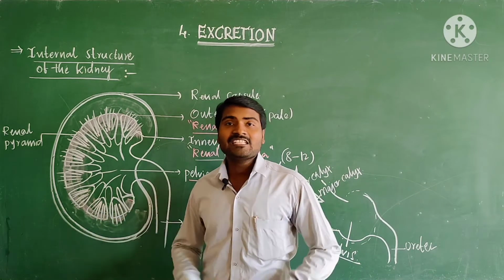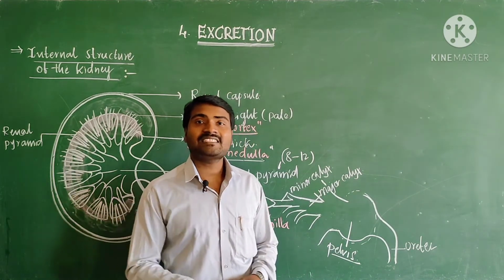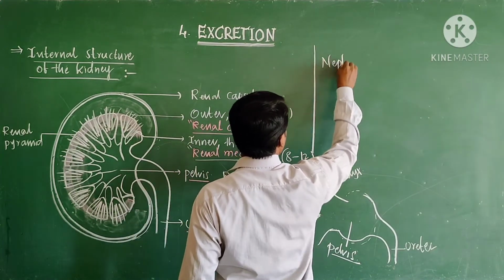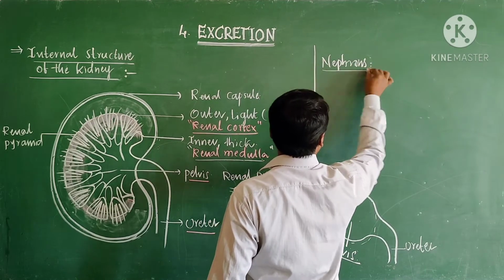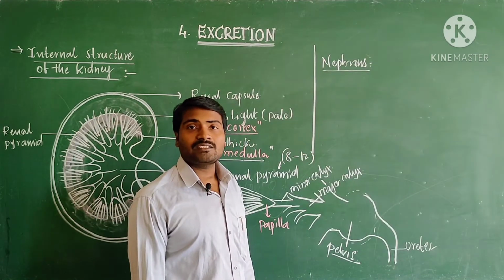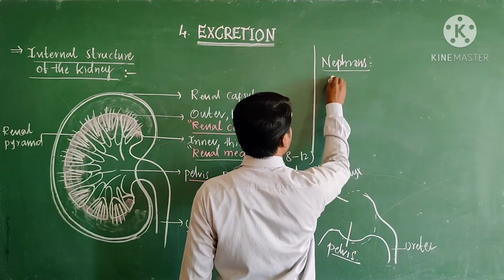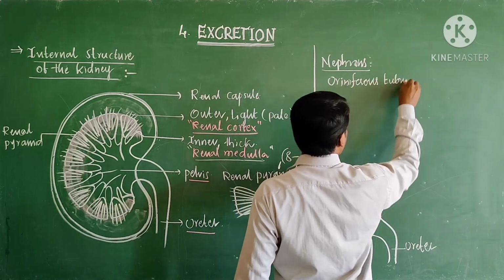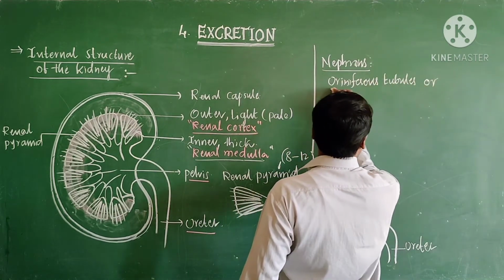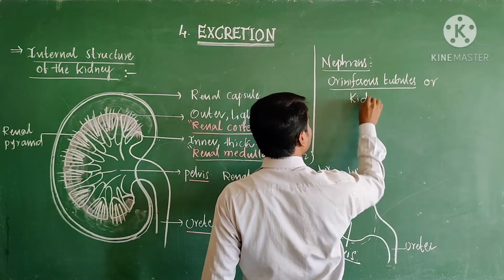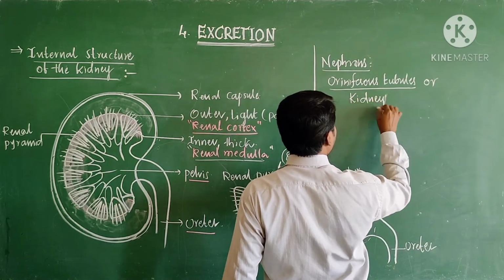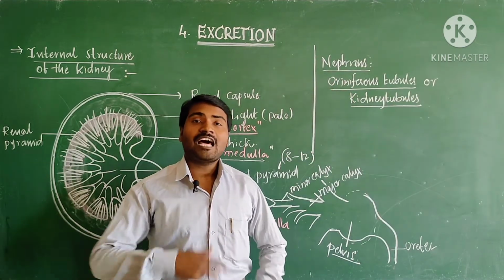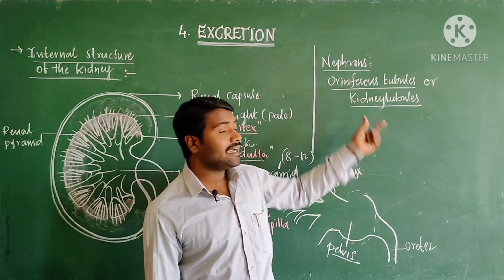The kidney is made up of small microscopic units that are called nephrons. These nephrons are also known as uriniferous tubules and kidney tubules.